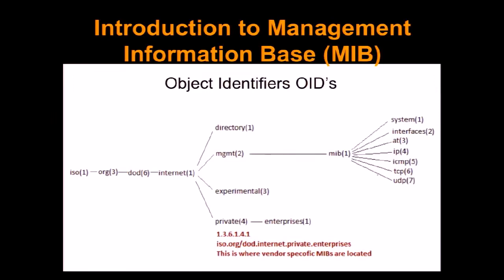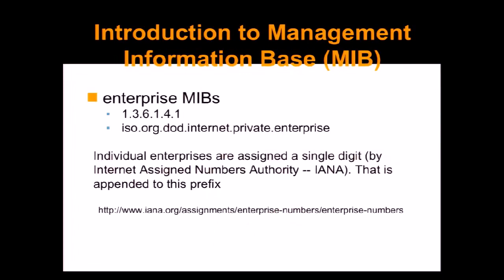The one I'm interested in, we're going to talk about today, is dealing with the private enterprise, which is at 1.3.6.1.4.1. Okay, you got that all memorized? It'll be a test at the end. Next slide. So we're talking about the private enterprise MIB location.